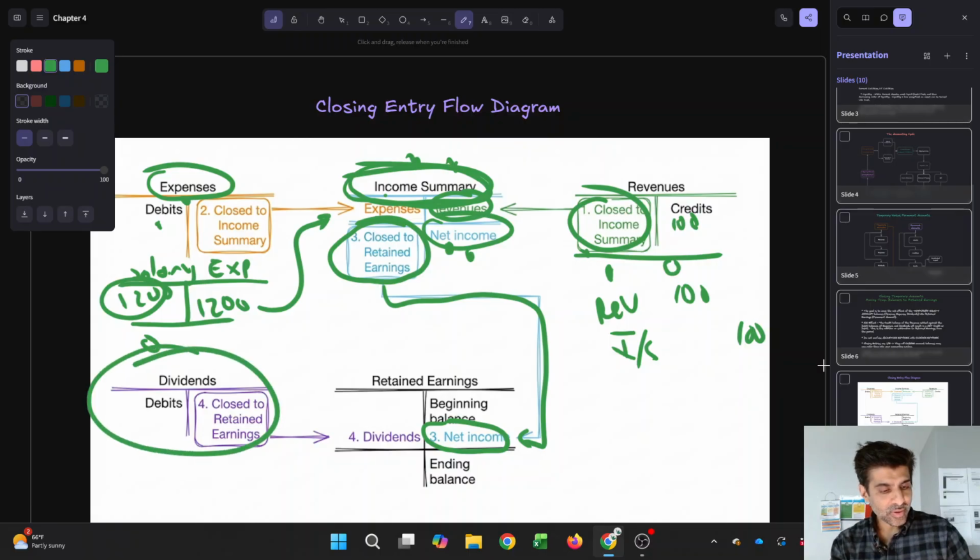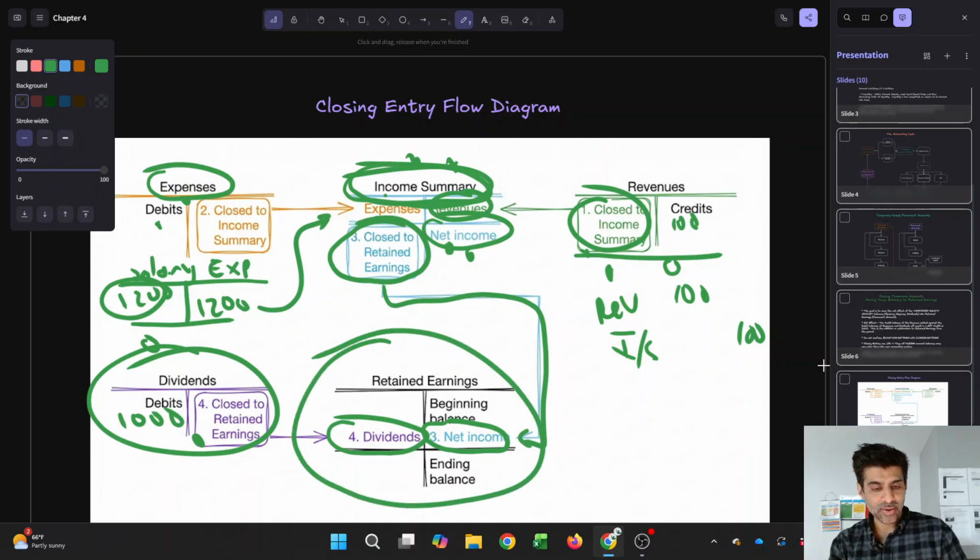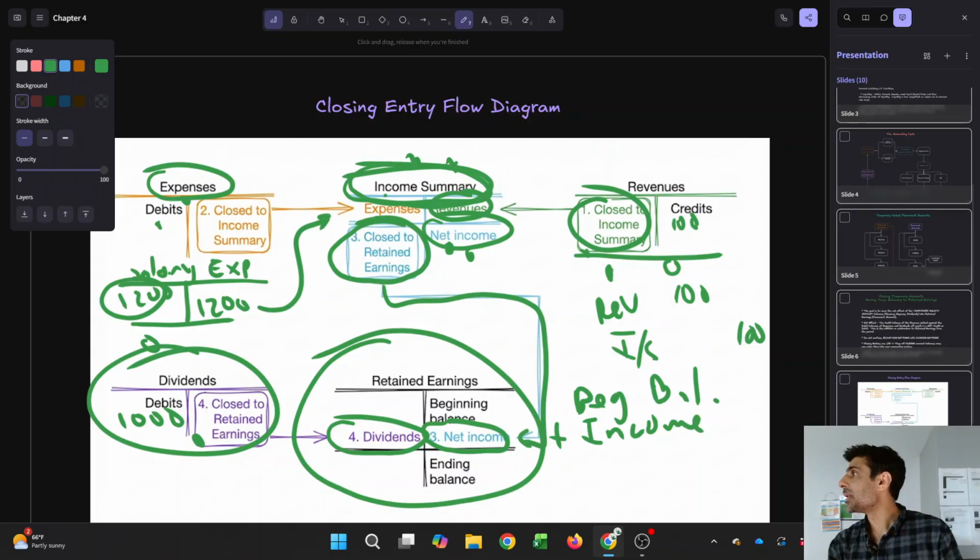And then finally we close dividends. Okay, so just like we would have, say, $1,000, we paid dividends this period. I need to credit dividends, and then I'll debit retained earnings. And so you can see this is essentially my statement of retained earnings. We have a beginning balance. I'm adding my net income, assuming it's positive. We didn't make a loss. And I'm minus my dividends because it's a debit. And I'm getting an ending balance.